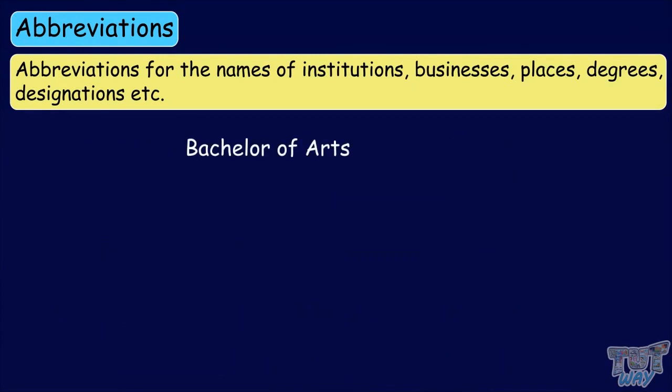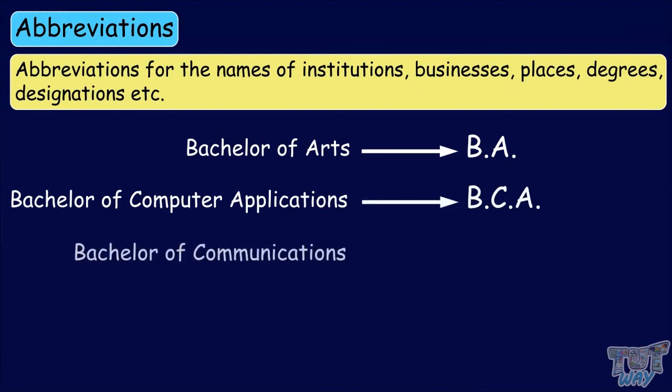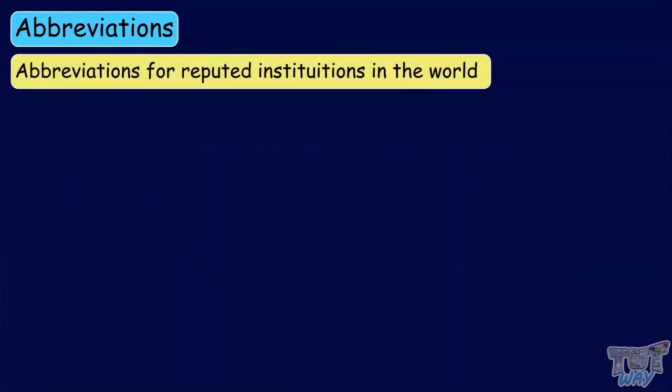Bachelor of Arts is abbreviated as BA. Bachelor of Computer Applications is abbreviated as BCA. Bachelor of Communications is abbreviated as BCom. Now here are some abbreviations for reputed institutions in the world.